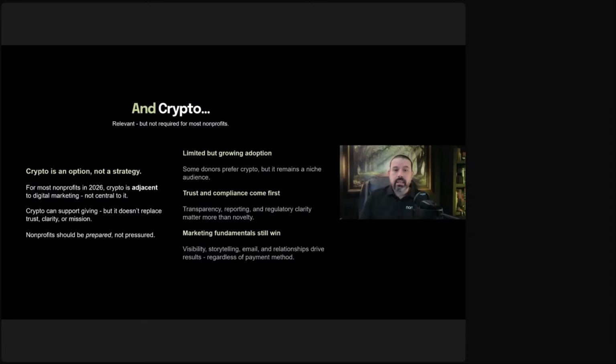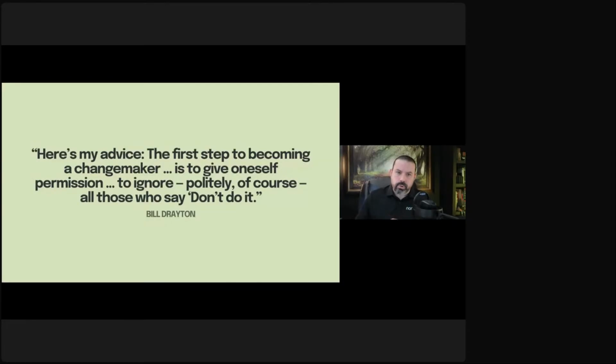It is limited, but we have some growing adoption. But you've got to make sure that you really build the solid foundation of everything else first. Transparency, reporting, regulatory clarity is much more important than the novelty of crypto. And you want to make sure that you're really focused on the fundamentals of marketing. Crypto will be great whipped cream on top of the sundae, and in the future may be very, very important. But today, you're still good if you're not doing crypto for your organization.